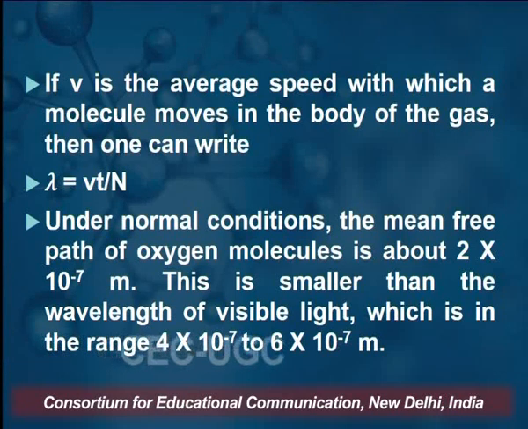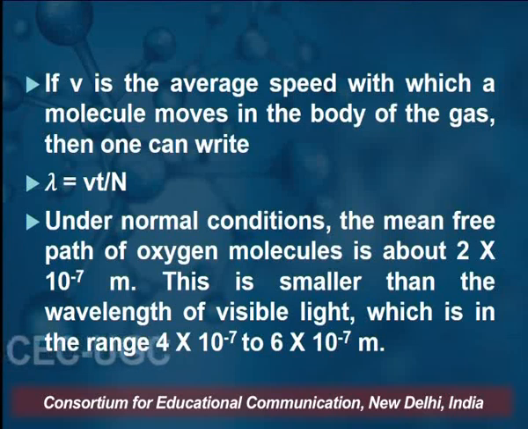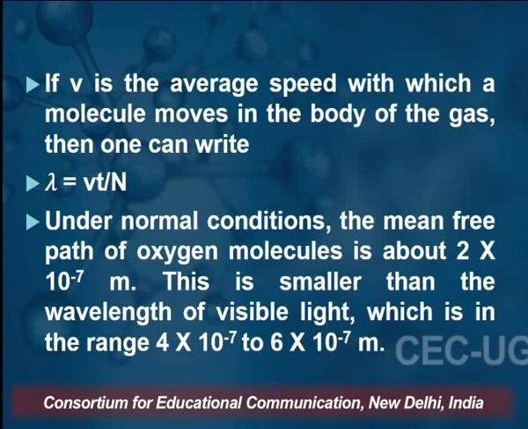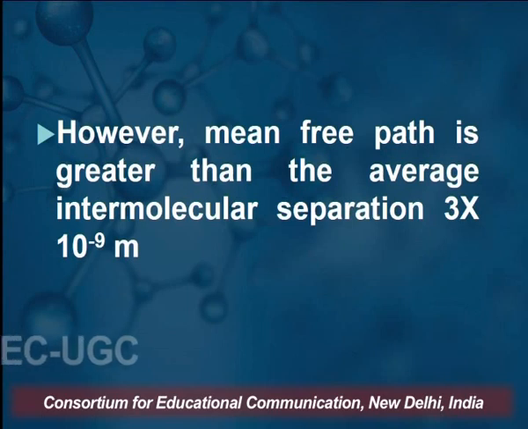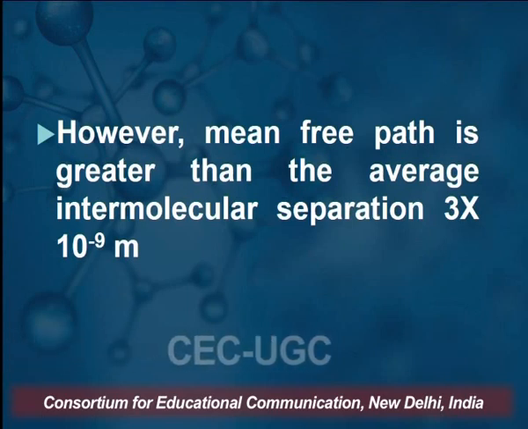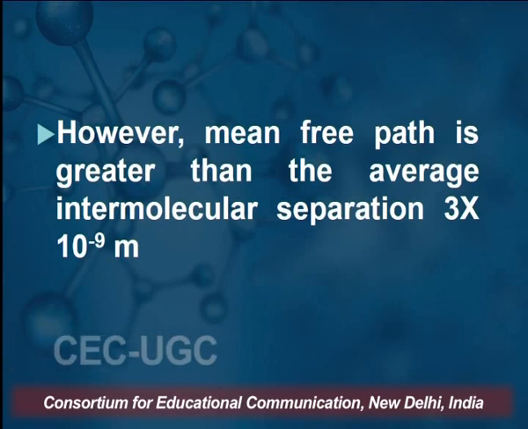Under normal conditions, the mean free path of oxygen molecules is about 2 × 10^-7 meters. This is smaller than the wavelength of visible light, which is in the range 4 × 10^-7 to 6 × 10^-7 meters. However, the mean free path is greater than the average intermolecular separation given by 3 × 10^-9 meters.